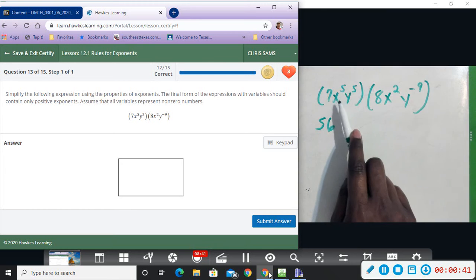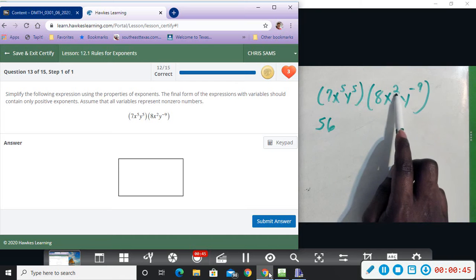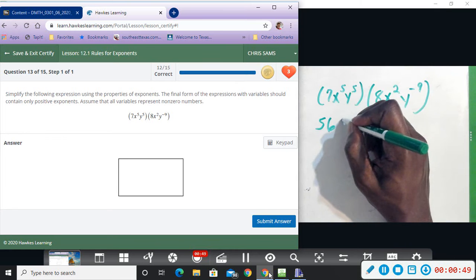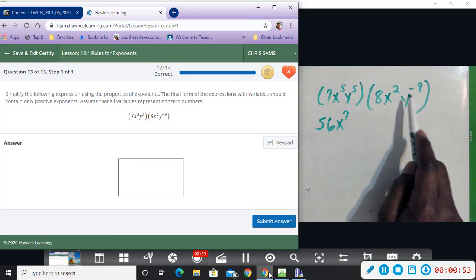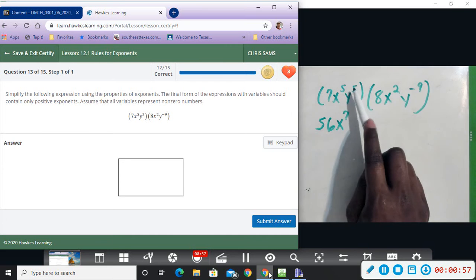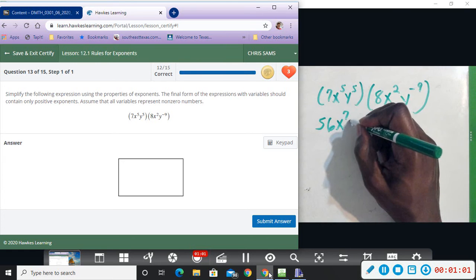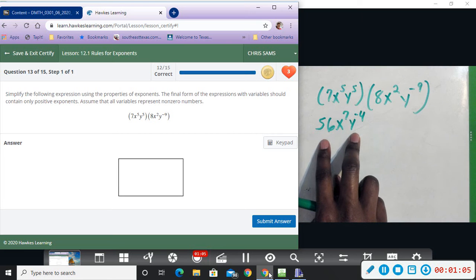Okay, with the x's, the same base, we're going to add the exponents. So 5 plus 2 will give us x to the 7th. With the y's, same base, we would add. Since this is negative, we actually subtract these. So we have 5 minus 9 will give us y to the negative 4th. So here's the first part.